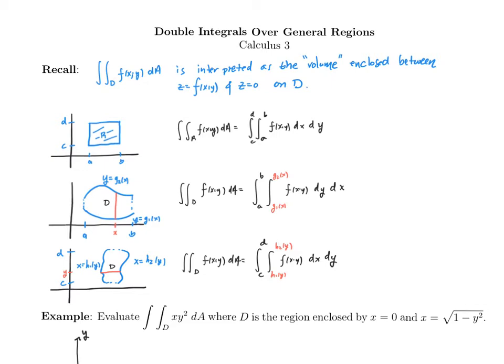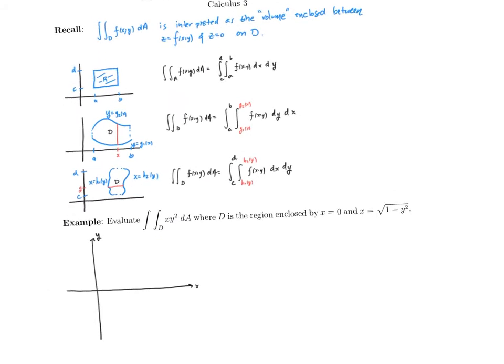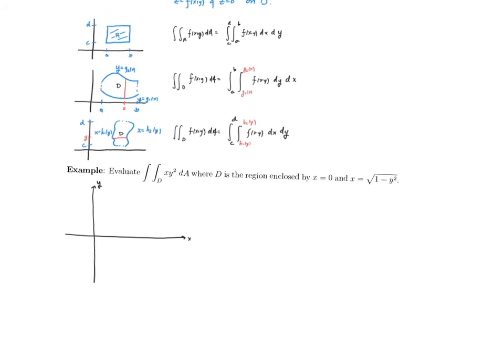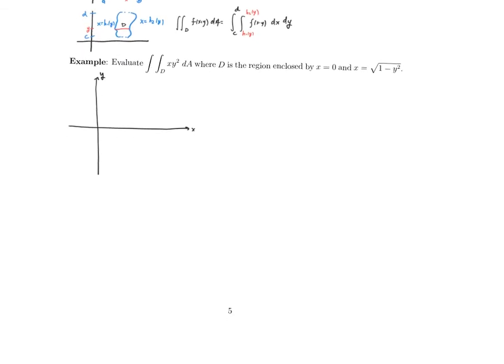So with that in mind, let's go ahead and move on to this example, given some room here. So let's evaluate the double integral over the region D, where D is a region enclosed by x equals 0. Okay, so we can draw this. X equals 0 would correspond to the y-axis, and x equals the square root of 1 minus y squared.